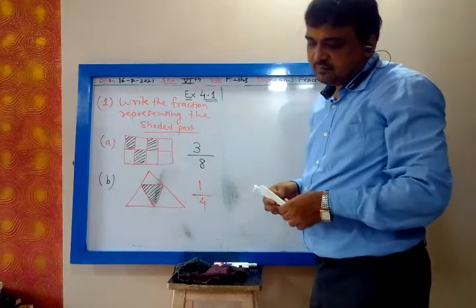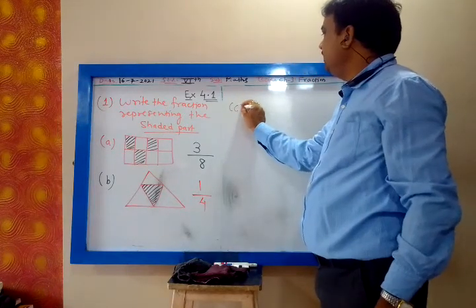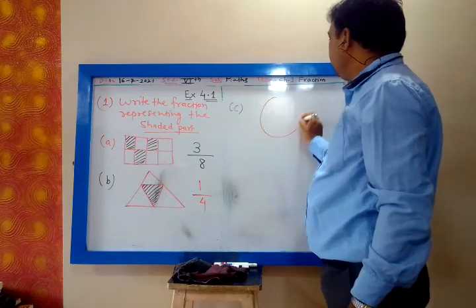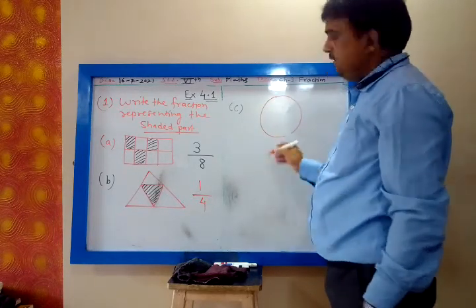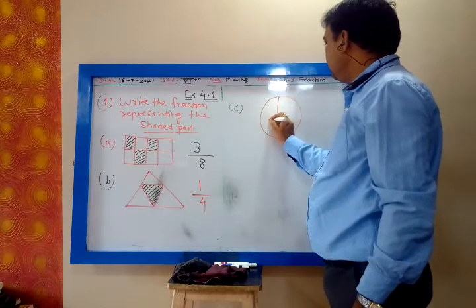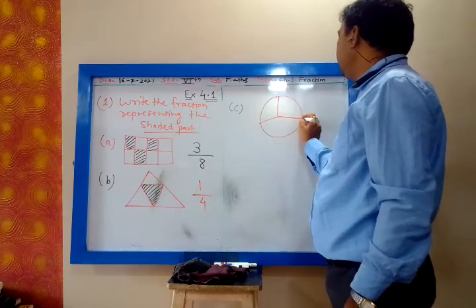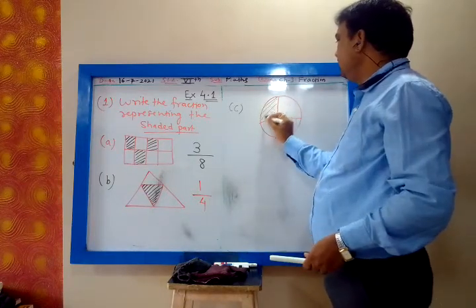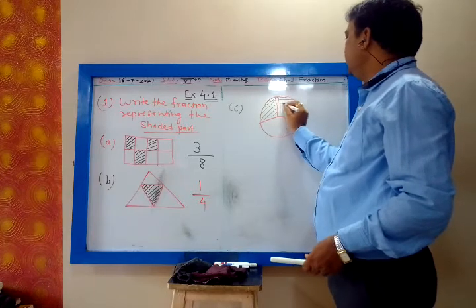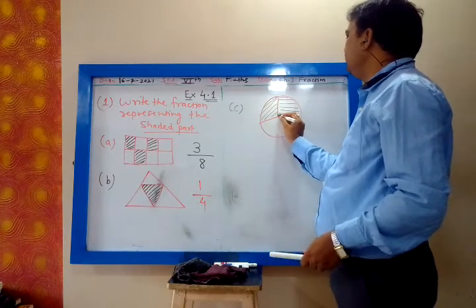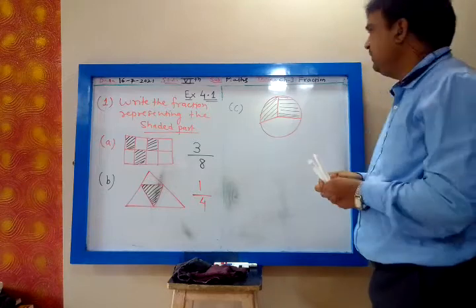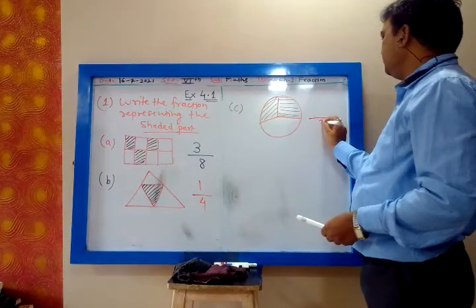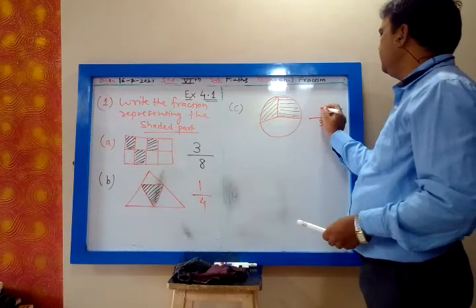Then C, you are given a circle. Then these 2 parts are shaded. How many total parts? 3 parts are there. 1, 2, 3. Total 3 parts. Then how many parts are shaded? 2 parts. So 2 upon 3.